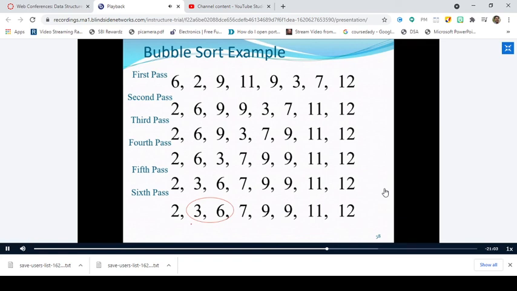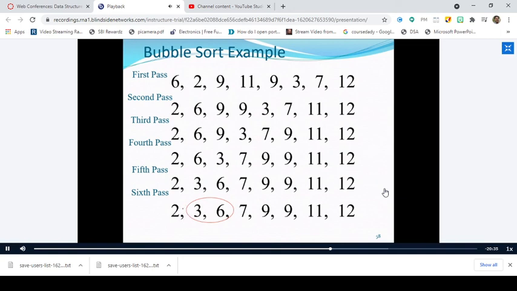You will try to end the algorithm whenever you find a pass or an iteration where no swap operations have occurred. Therefore, even though 6 has been placed in the correct position, you are not going to perform the next pass or the next iteration. Why? Because in the sixth pass itself, I found that there are no swap operations.